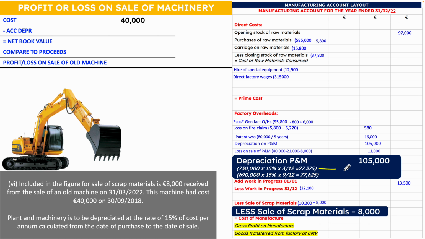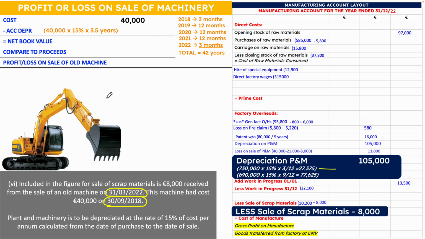So if it costs 40,000, we have to look and see when did they buy it. So they got it on the 30th of the 9th, 2018. So they had it for 3 months of 2018. They had it for all of 2019, 2020, 21. And then for 2022, they had it for 3 months of 2022. When you tot all that up, you get 3.5 years.